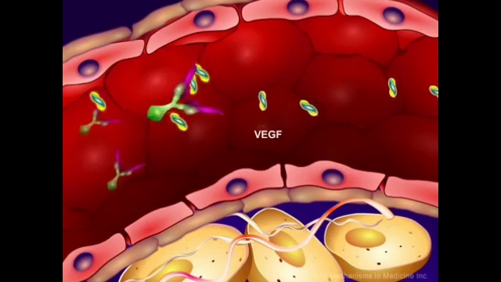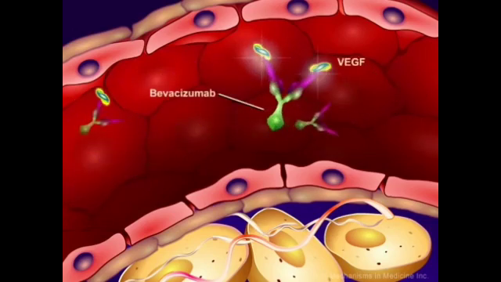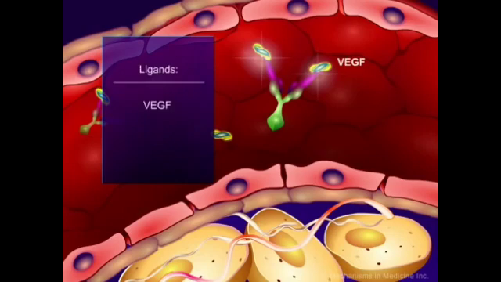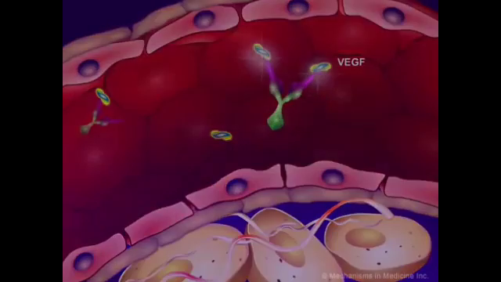An example of this is bevacizumab or Avastin, which is a humanized monoclonal antibody that targets circulating vascular endothelial growth factor or VEGF. Platelet-derived growth factor or PDGF and fibroblast growth factor or FGF are other examples of ligands that can be targeted for different cells in the body.